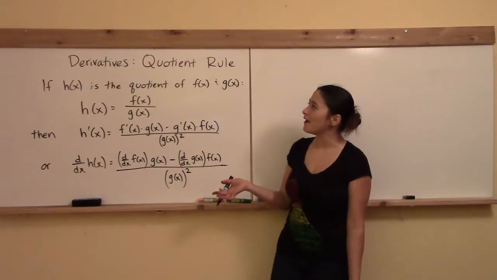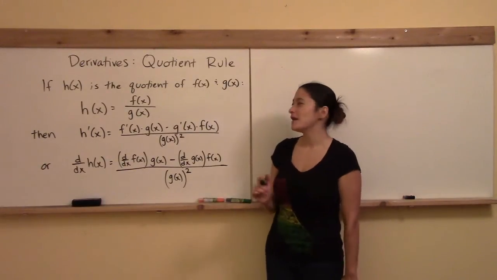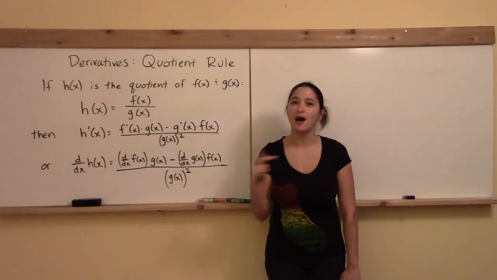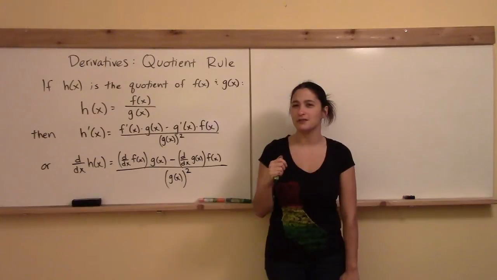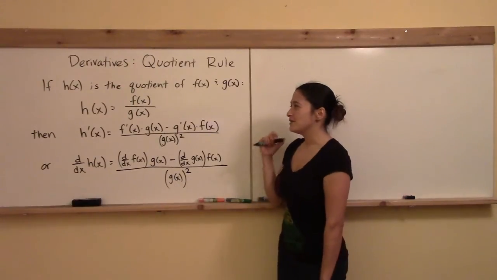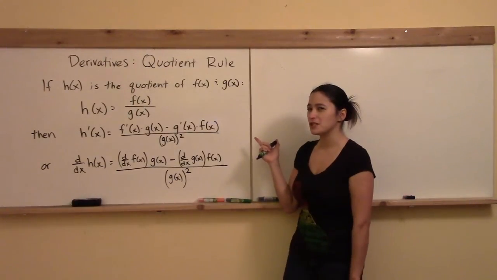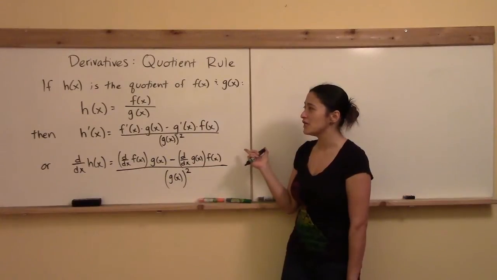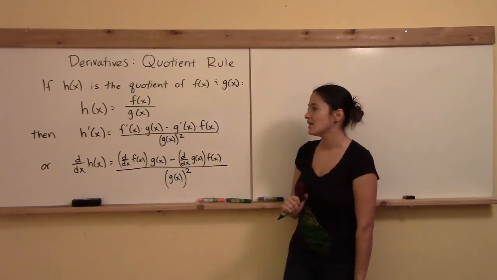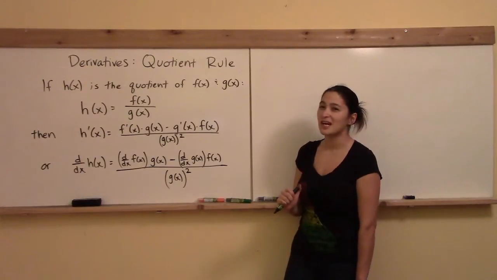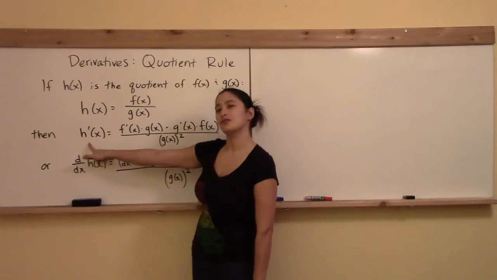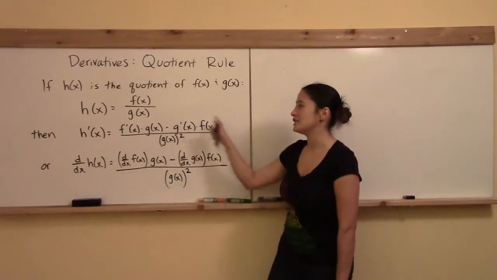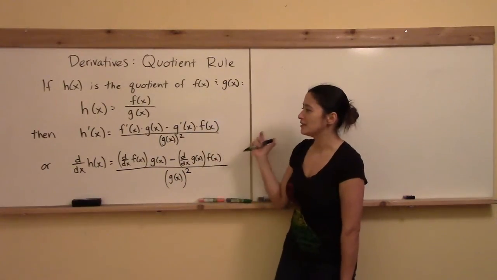Remember the video on product rule that you might have just watched? If we had a product, the derivative of the product was not the product of the derivatives. If we have a quotient of two functions, the derivative of that quotient is not the quotient of the two individual derivatives. That would be a lot easier than what it actually is equal to. And in this case, if you want to take the derivative of the quotient, it's equal to this mess right here. Now, let's go over it.